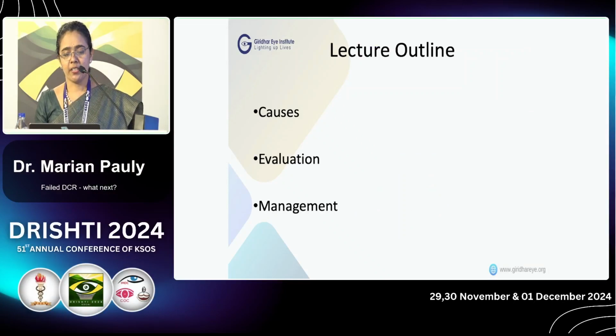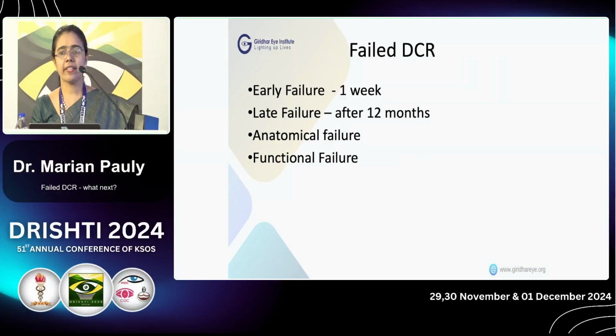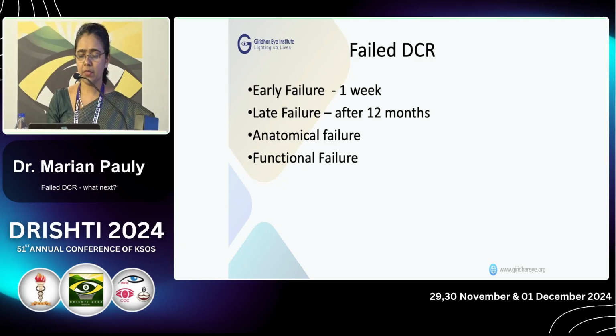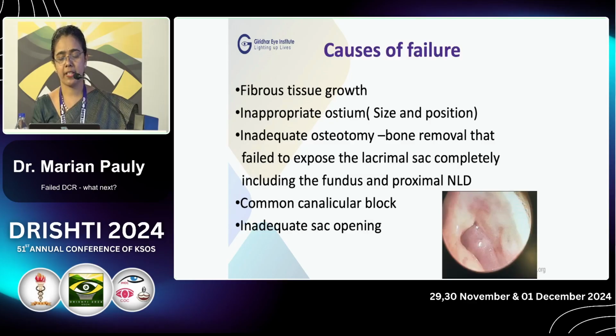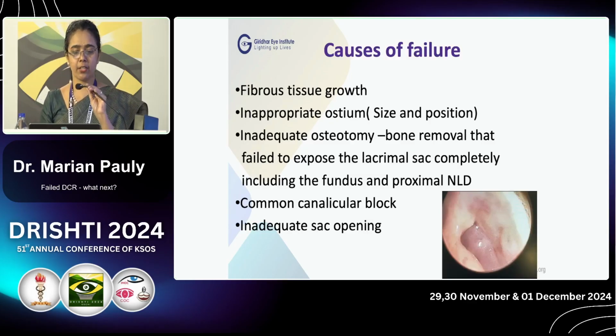So in this, you can get an early failure or late failure. Early failure is usually within 1 week. That is something probably related to your surgery, or it can be a late failure because of the patient's problem, like scarring. And you have to differentiate between anatomical failure and functional failure. Anatomical failure means the passage is blocked. Functional means the passage is free, but the patient is still symptomatic. So first we have to analyze the causes of failure.